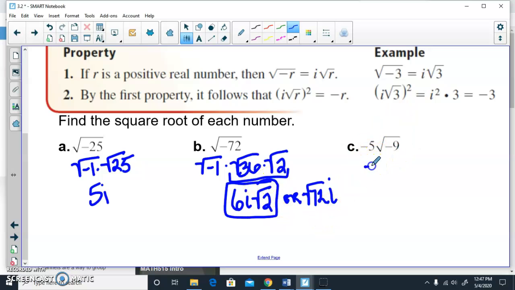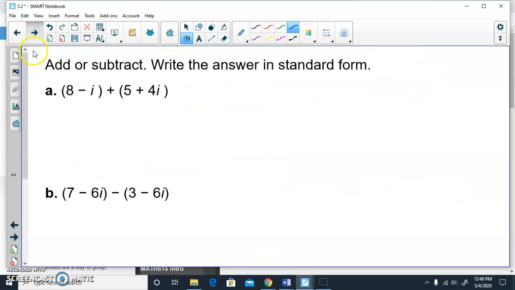One more example here, negative 5 times the square root of negative 9. That would give us the same thing as negative 5 times the square root of 9 times the square root of negative 1. The square root of 9 is 3, and the square root of negative 1 is i. We simplify that to negative 15i. Again, these are examples similar to what we looked at last week when we solved using square roots and we saw i come in our first problem. So let's go ahead and look at a few other problems here.